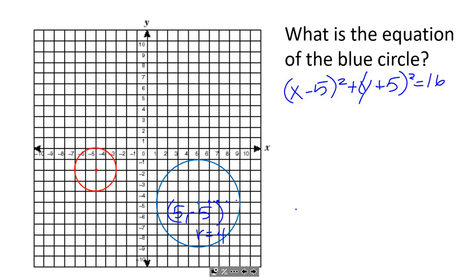That would be 16. Our next one is the red circle, and the red circle is at negative 5, negative 2.